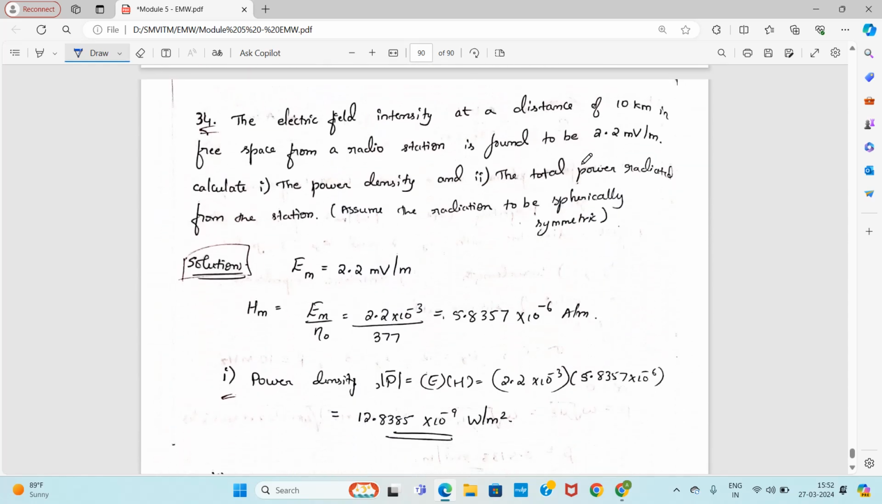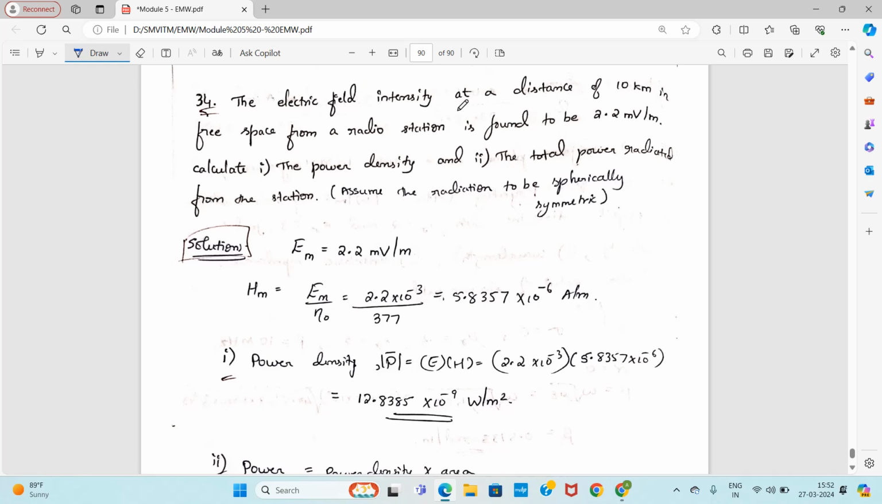Okay, the next question. The electric field intensity at a distance of 10 kilometer in free space from a radio station is found to be 22.2 millivolt. E is given, EM is given. Power density is supposed to be calculated. Power density is nothing but, here direction is not given, right? All you want is the magnitude. You just have to multiply E and H to get the magnitude of power. So E into H gives you power.